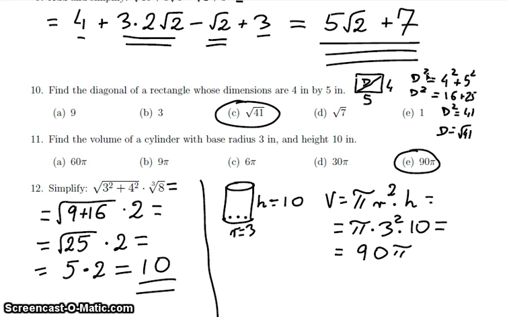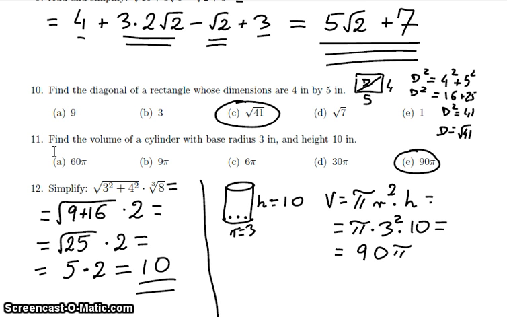So the diagonal squared is going to be 4 squared plus 5 squared. Now square 4 and square 5, you get 16 plus 25. 16 plus 25 is 41. So the diagonal squared is 41, which means that the diagonal itself is positive square root of 41. And that's answer C. Problem 11.